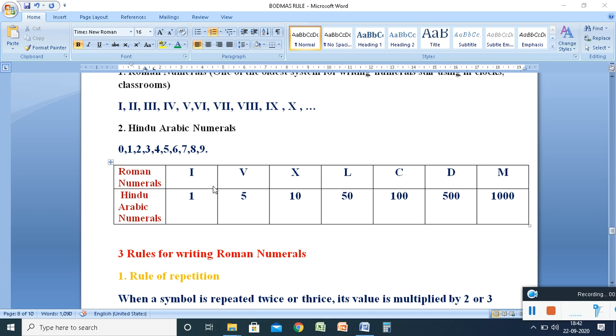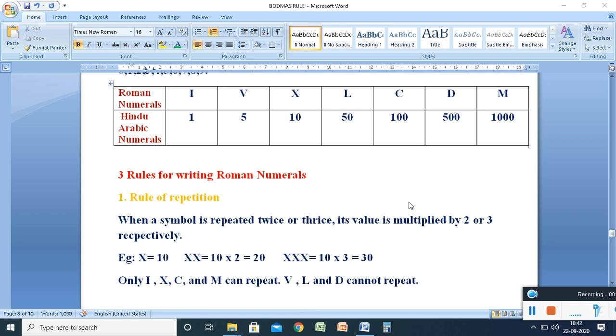Roman numeral I is equal to 1 in Indo-Arabic numerals. V is 5. X is equal to 10. L is equal to 50. C is equal to 100, D is equal to 500, and M is equal to 1000. So this is the basic thing.